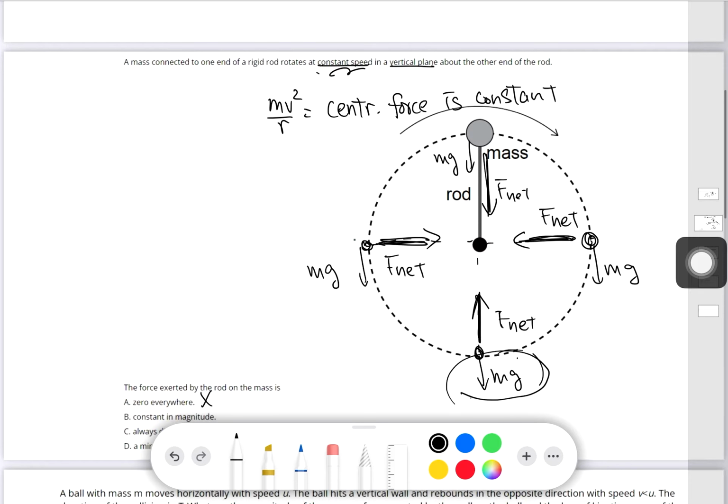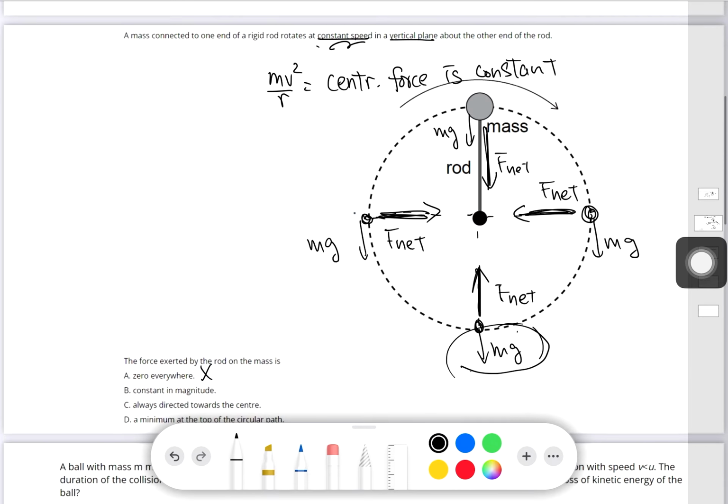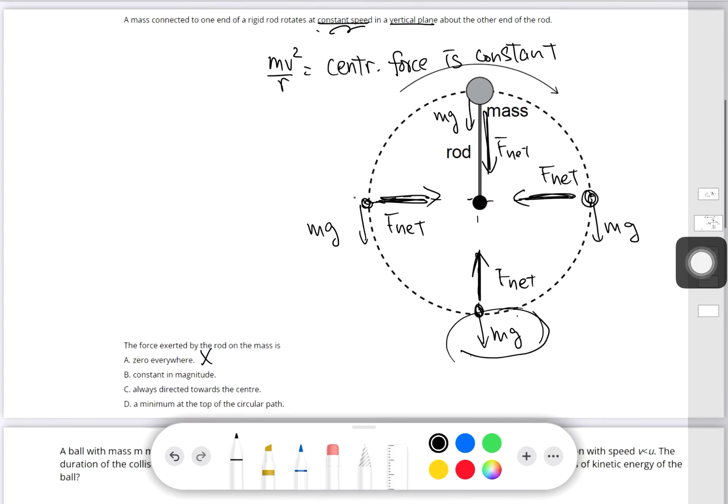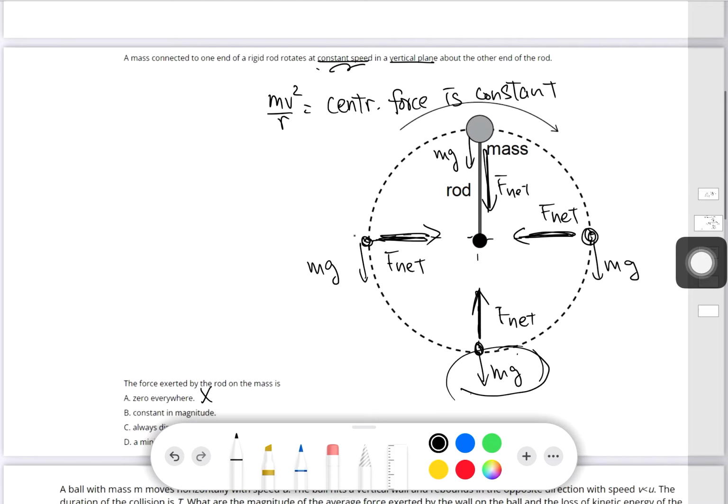Now, for B, we're going to explain why it is not true. C as well. If you consider the bottommost case, the most obvious solution is that the F rod would be here. As a result, the F net would be F rod minus mg, pointing towards the center. For the case at the top of the loop, it's also true. Call this F rod 1 and this F rod 3. F rod and mg are in the same direction as F net.